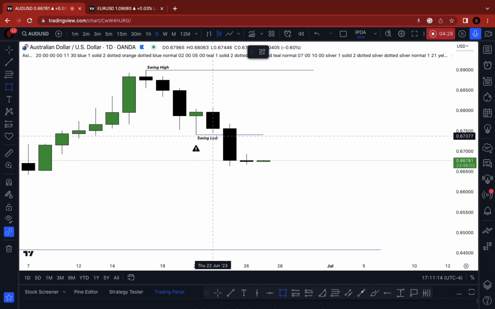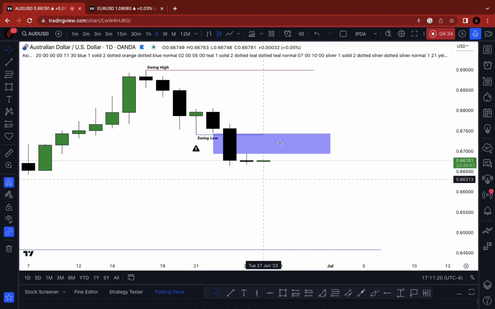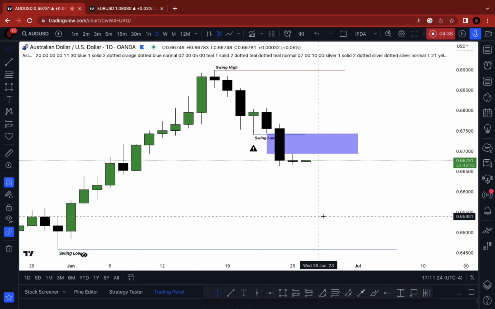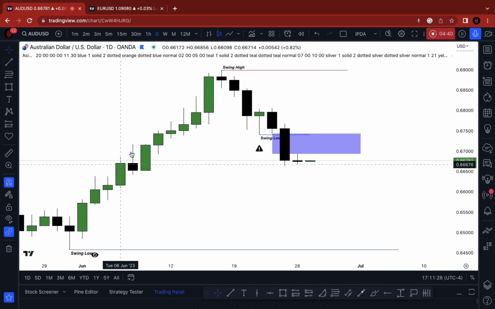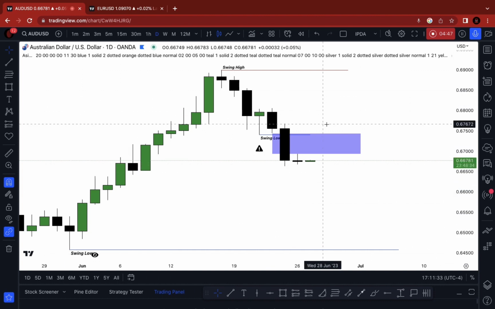And we also have that fair value gap here. So if we were to put it in, there. So price should trade back into the inefficiency, create the lower swing high, and then potentially go lower. We're also going to go back into these old order blocks here, all these down close candles.